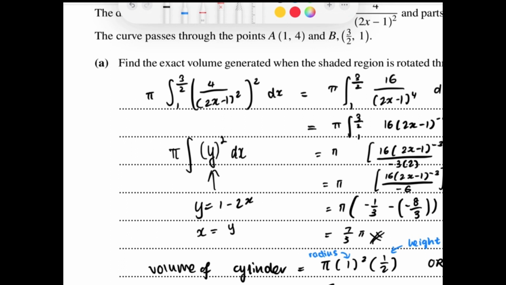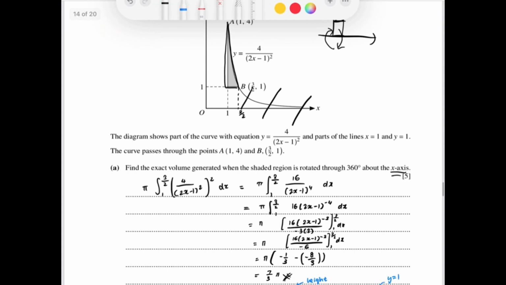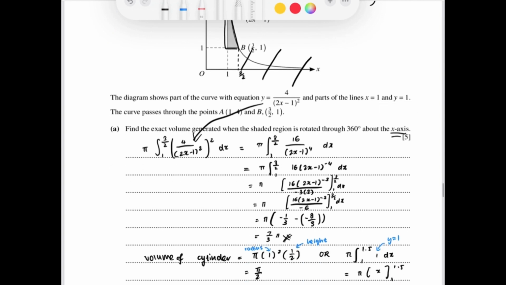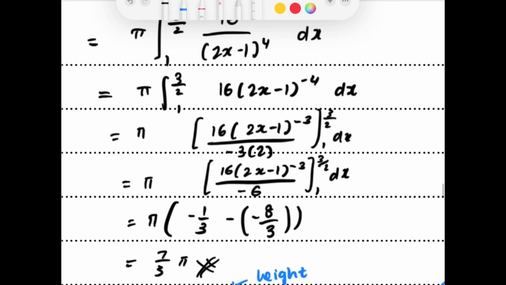Let's say your equation is 1 minus 2x. You have to convert it to make x the subject, sorry. So that will give you y minus 1 over negative 2, and you sub that in. But in this case, we're asked for the x-axis, so we can just straight away plug in your y equation. So that's what I did. You're given the y equation, I substituted it in there, and then I integrated it.